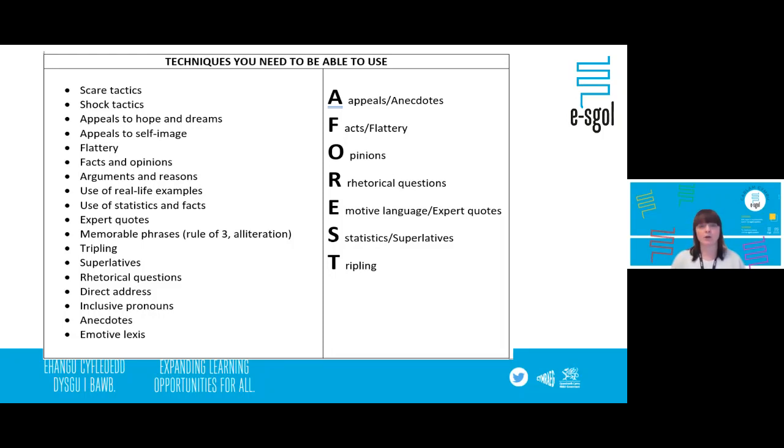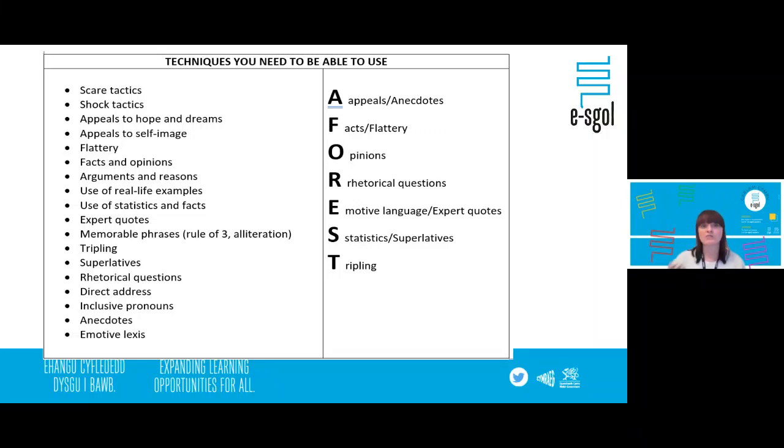You're probably quite familiar with these particular techniques, okay? The A-Forest, I think Ms. Hales also referred to that. So things like the scare tactics, shock tactics, okay? Really important that you use those. It allows for a more emotive response from the audience as well, from your reader or the examiner, essentially. Things like appealing to hopes and dreams, self-image, flattery.